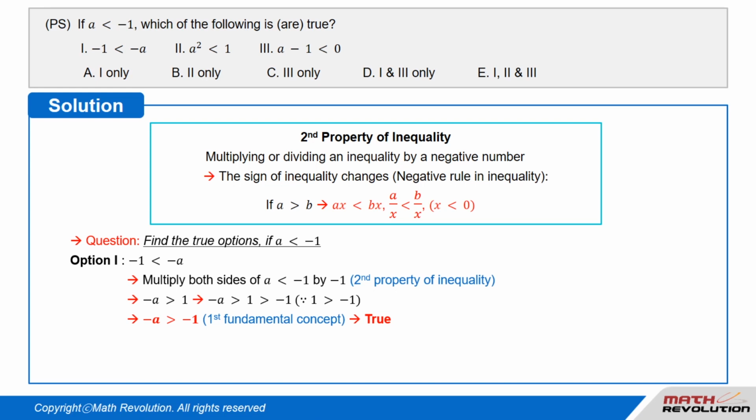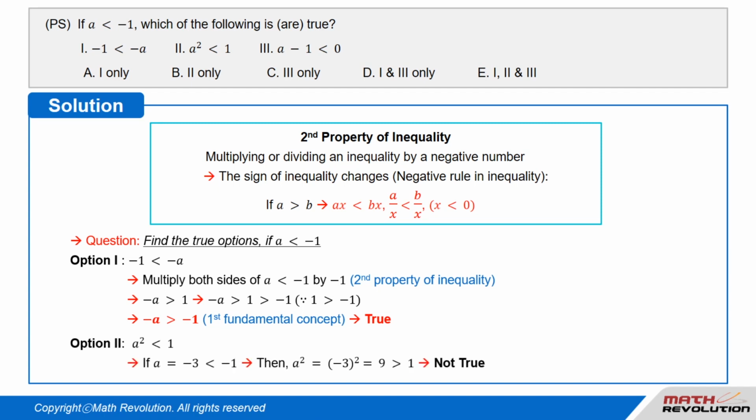Also, 1 is greater than -1, so -a is greater than 1, which is greater than -1, which further means -a is greater than -1, by the first fundamental concept in inequality. Thus, this option is true.